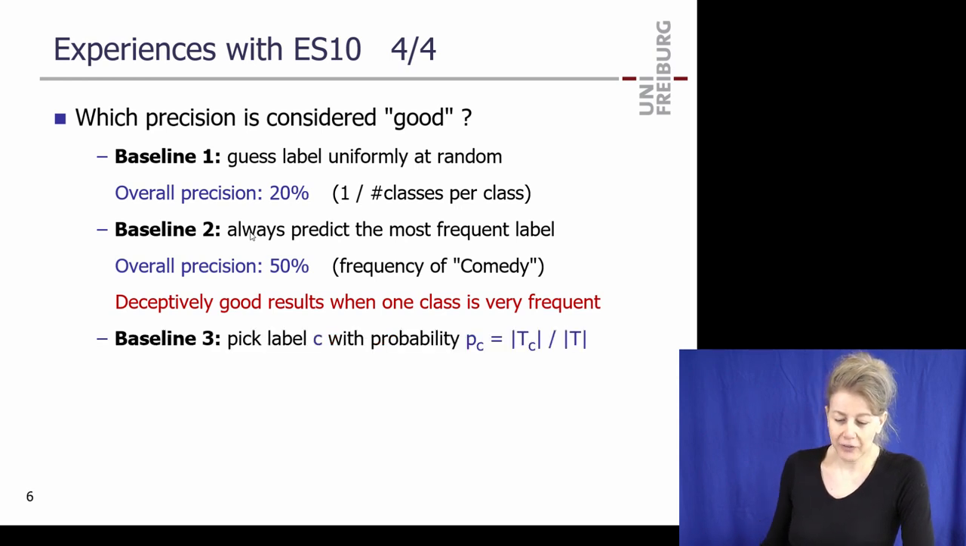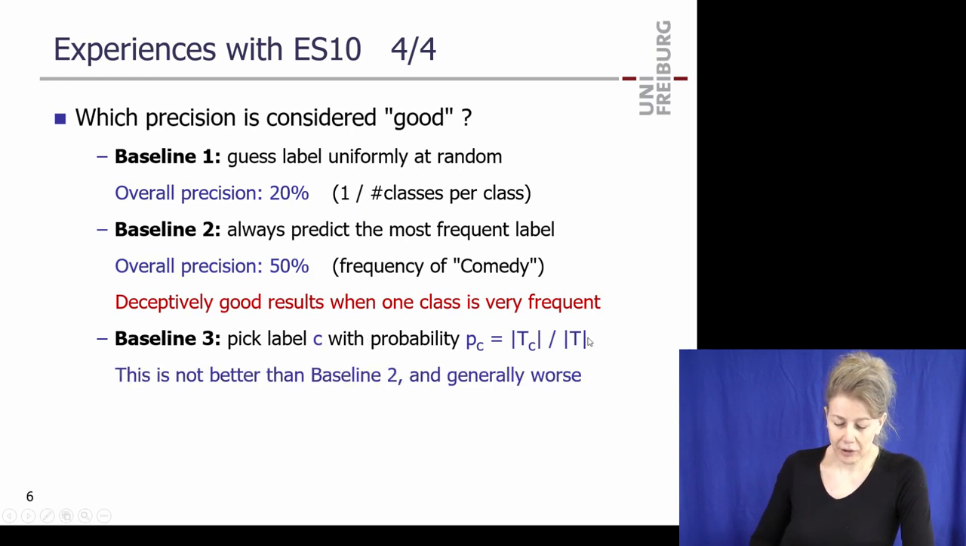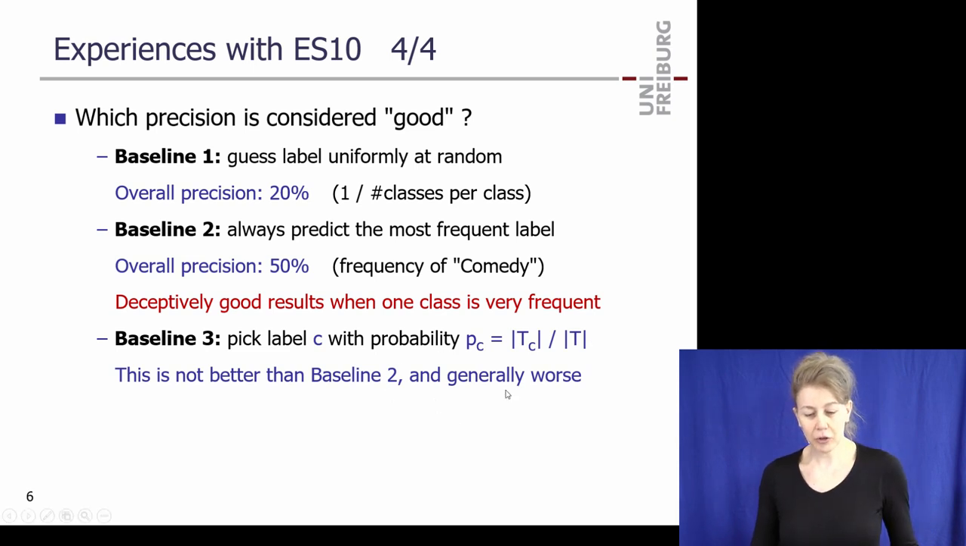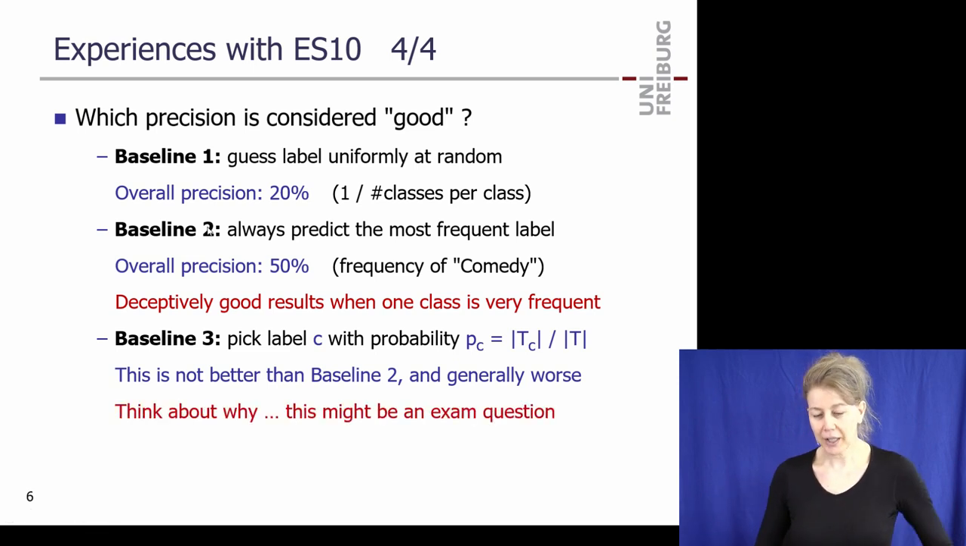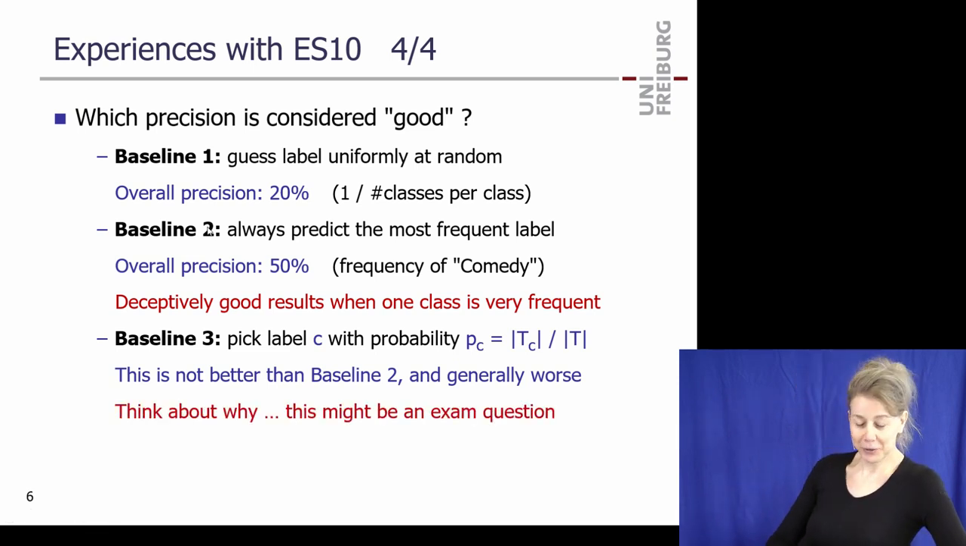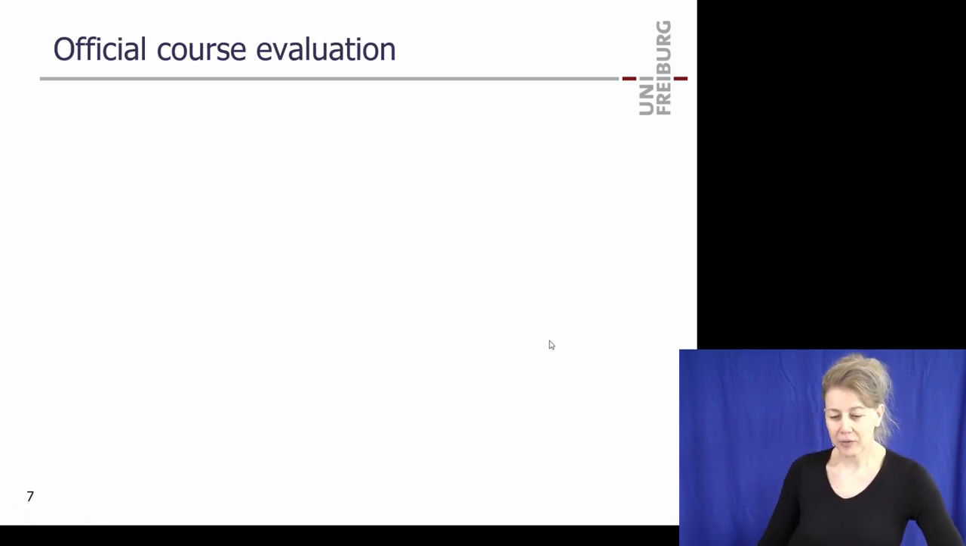Here's another baseline. You pick the label according to the distribution in the training data. I will not do it, this is actually not better than this. So baseline 2 is the best, if you don't want to do anything special. I leave it as an exercise or maybe exam question to compute what comes out then.